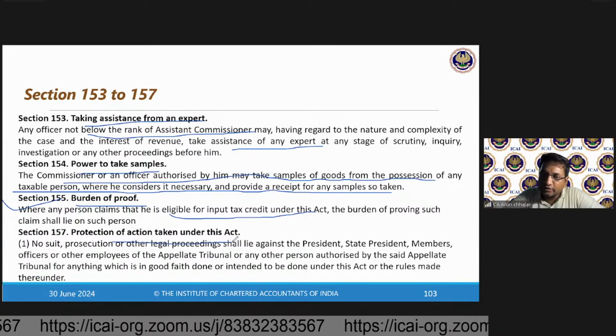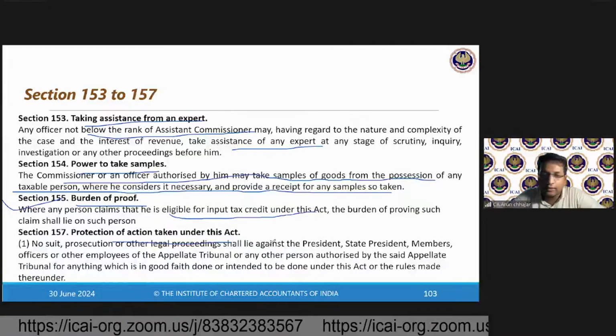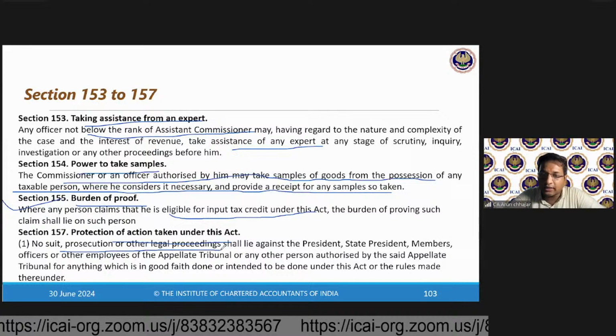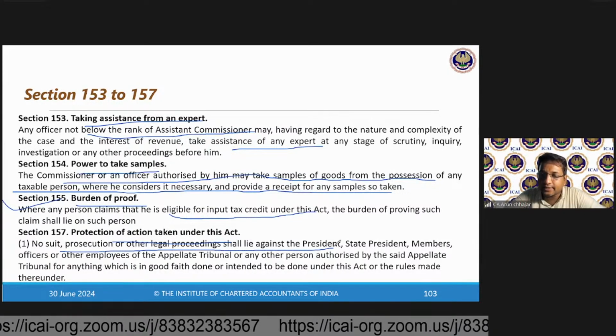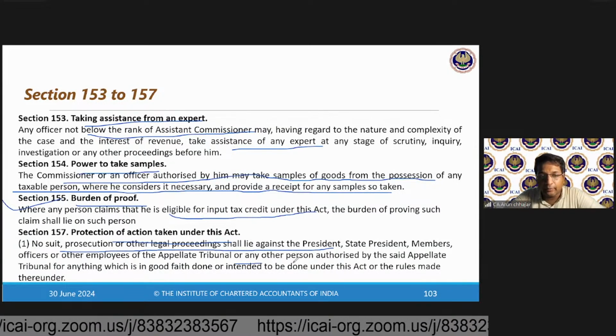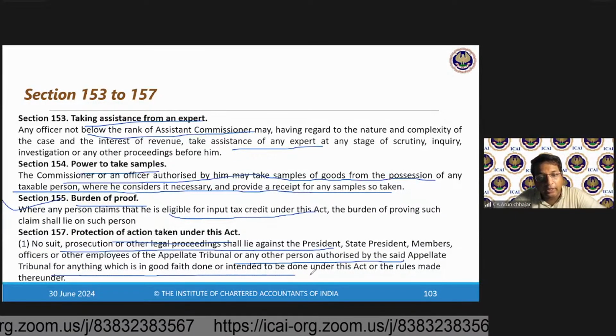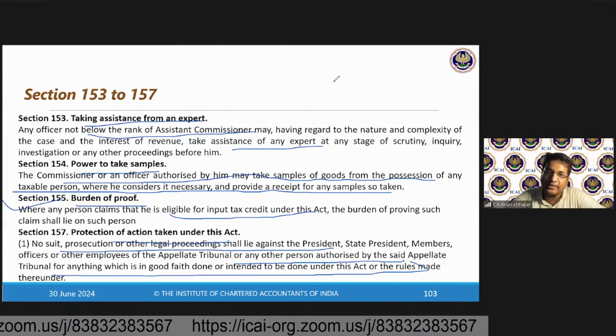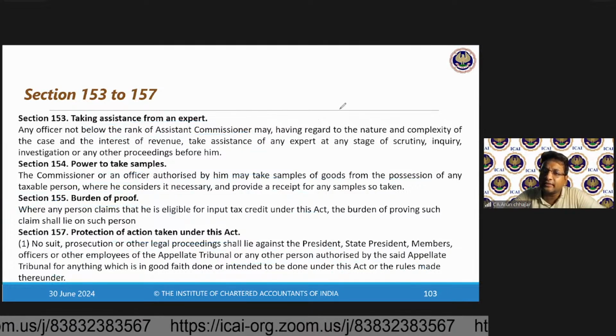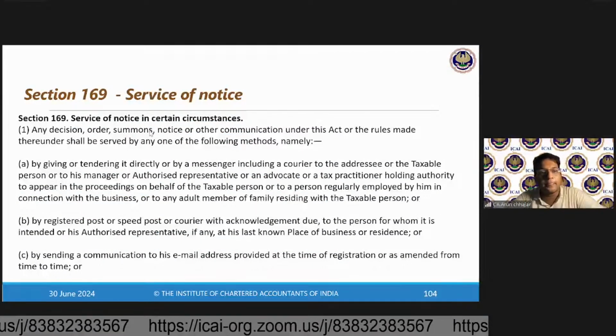Protection of action taken under this Act. No suit, prosecution, or other proceeding shall lie against the President, State President, member, Appellate Tribunal, etc., for anything which is done in good faith or intended to be done under this Act or the rules made thereunder. So protection has been given.